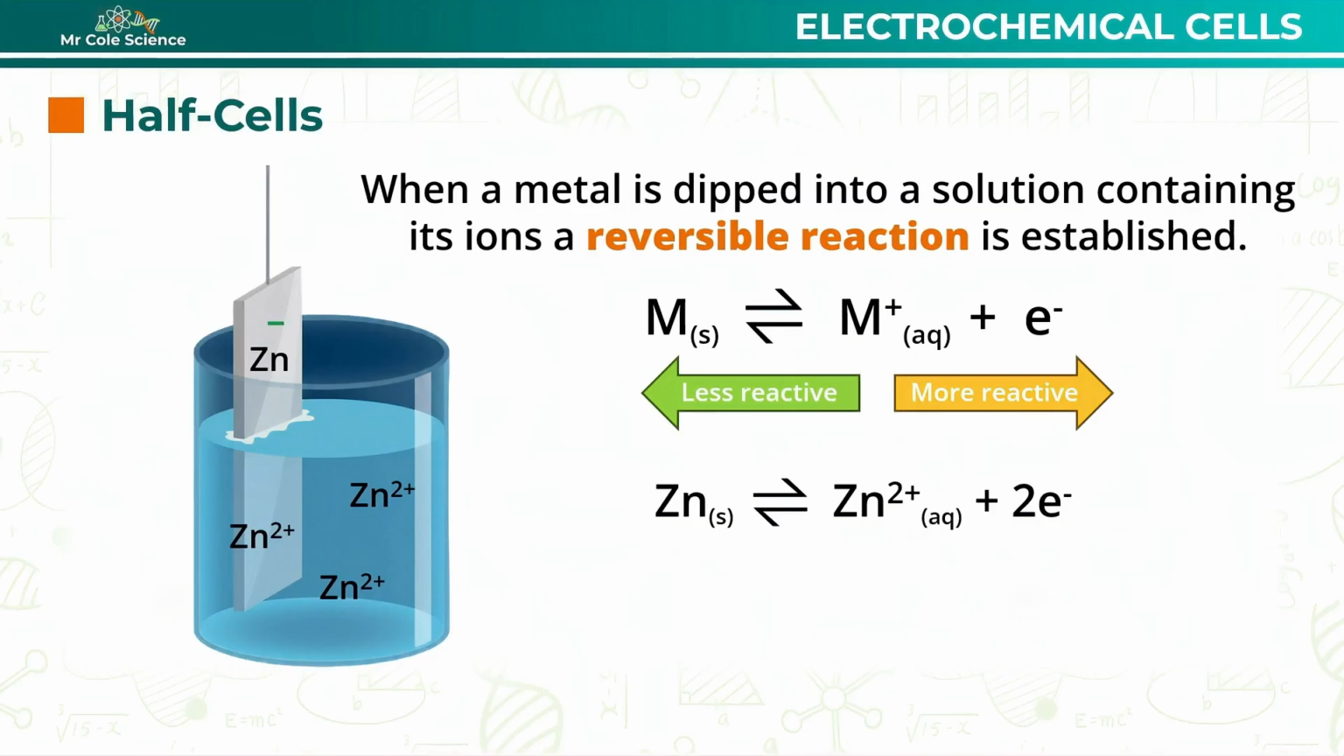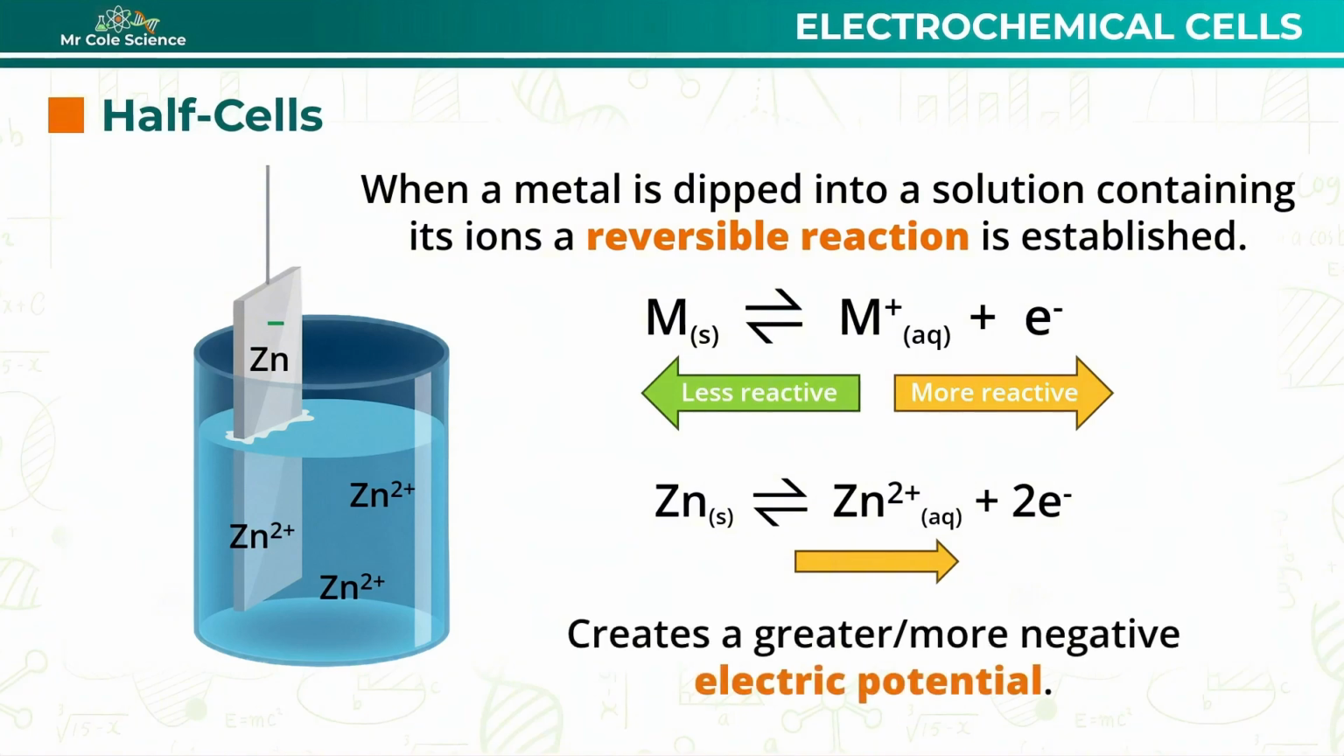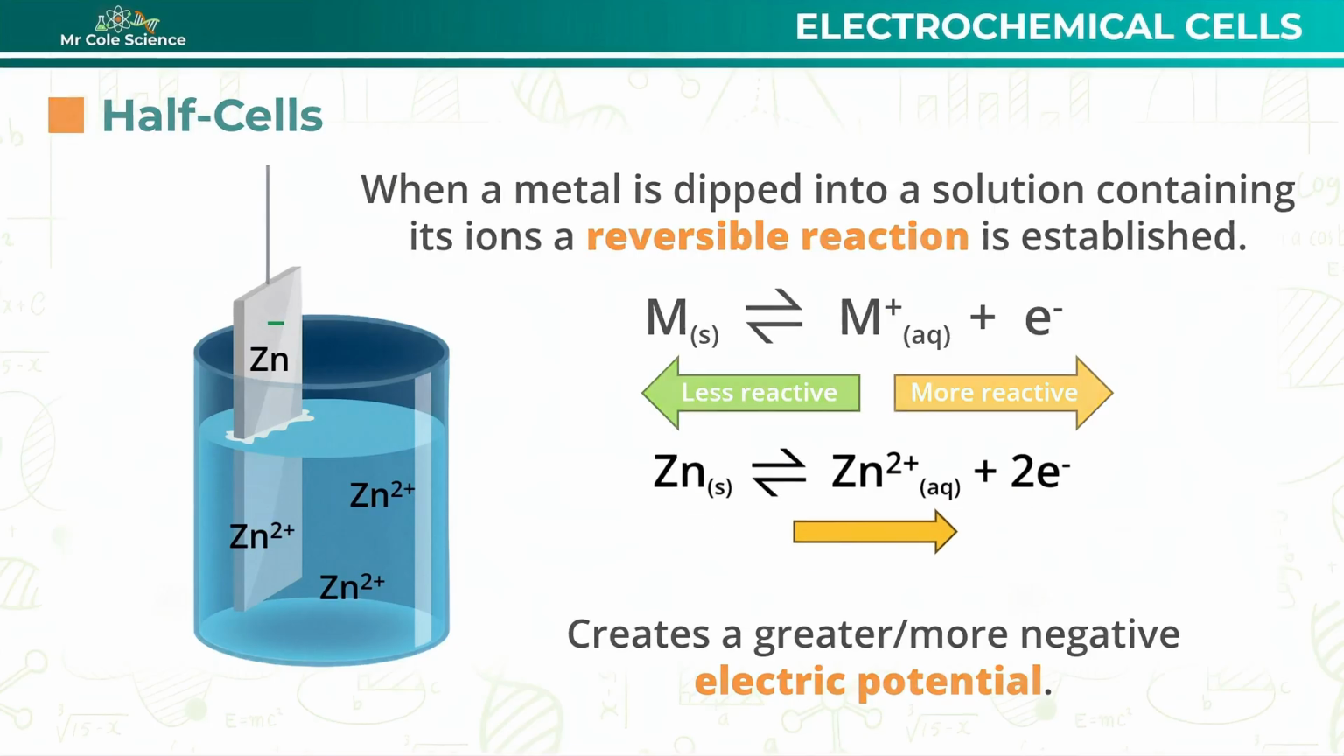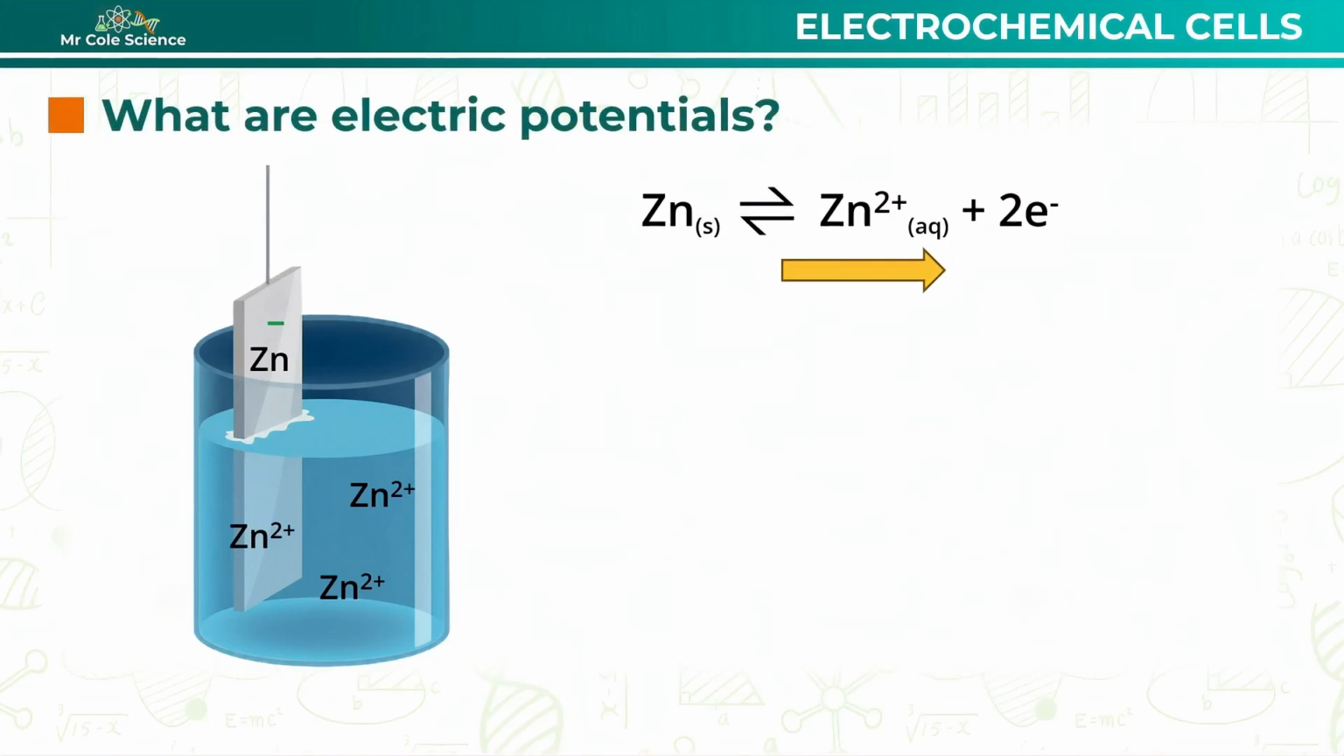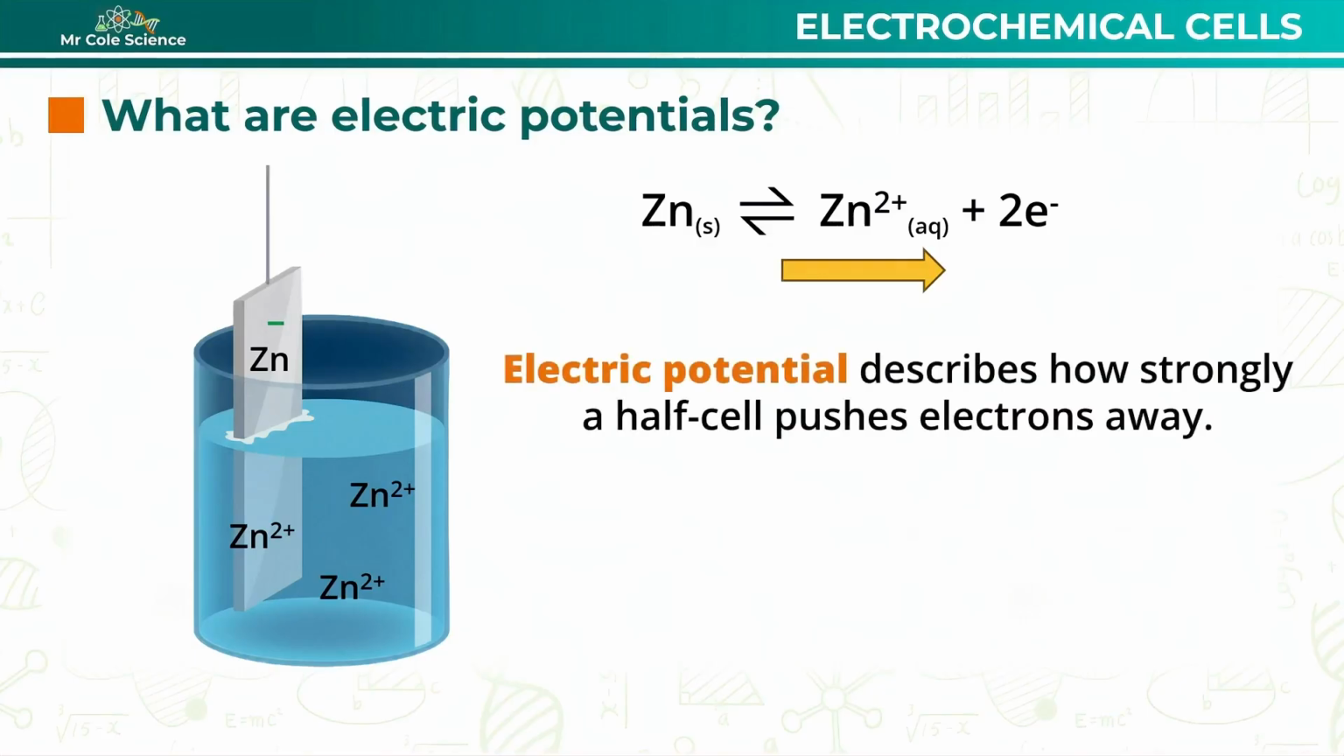Now, we know that zinc is a fairly reactive metal, and so therefore the position of that equilibrium is actually going to lie slightly towards the side with our zinc ions and also therefore our electrons. Now, why is that important? Well, because it's lying slightly further towards the right-hand side and we've got more of those electrons, it actually creates a greater or more negative electric potential. But what is an electric potential, and why is it important? Well, the term electric potential describes how strongly a half cell can push electrons away.